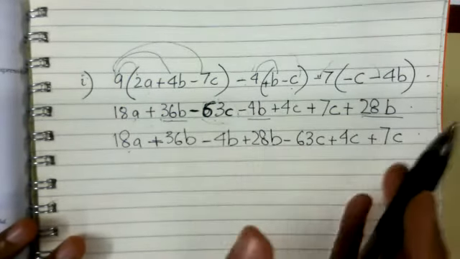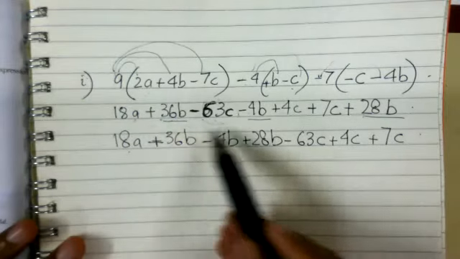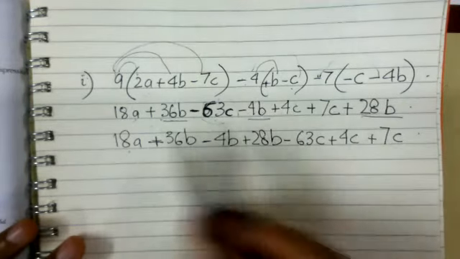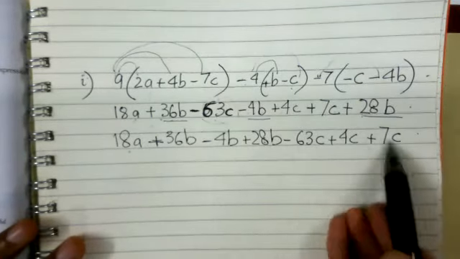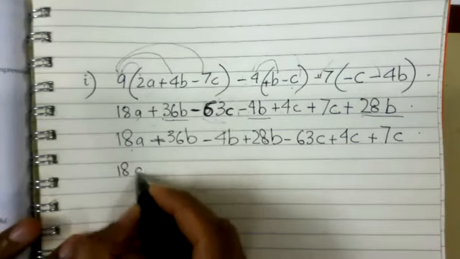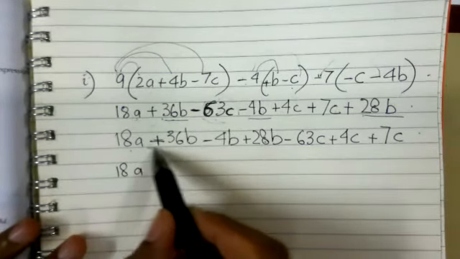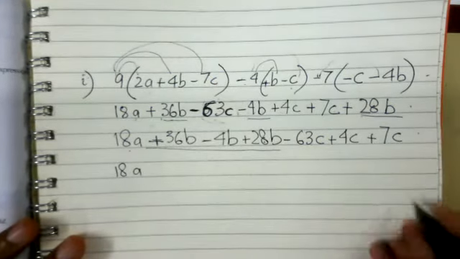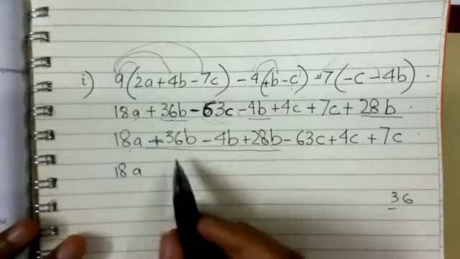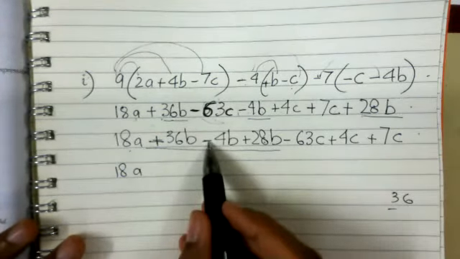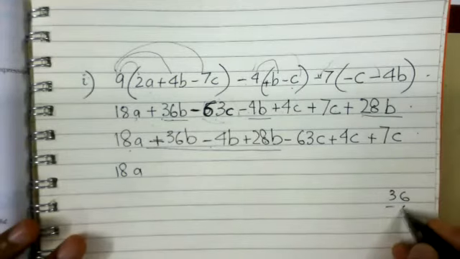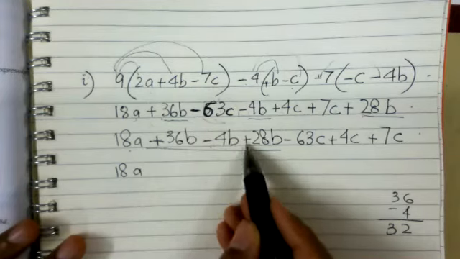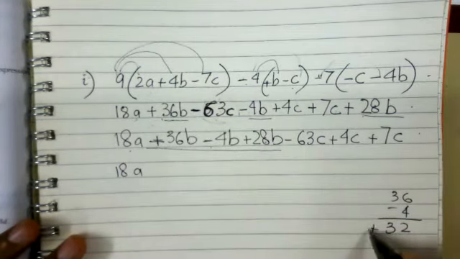Now to double check that you have not missed anything, what I do is I count the terms. 1, 2, 3, 4, 5, 6, 7. Okay. Now 18a. So now I have these three b's. Plus 36 minus 4b, what should I get? So I will subtract because the signs are different. Because the signs are different, I will subtract, 32. Now this will be plus 32, right?